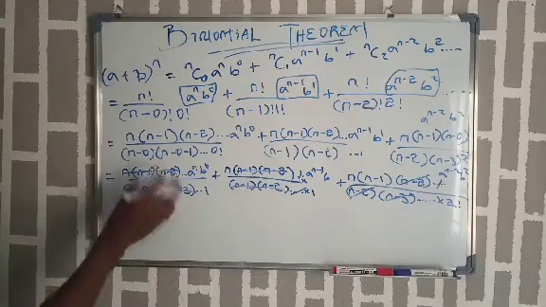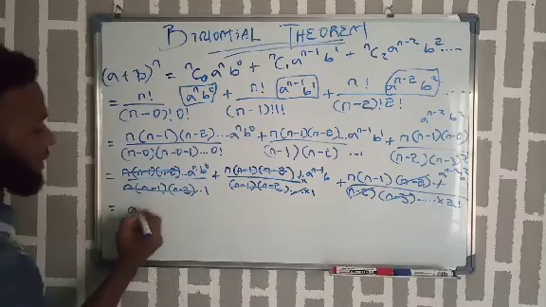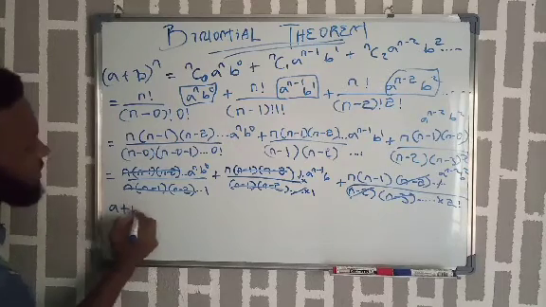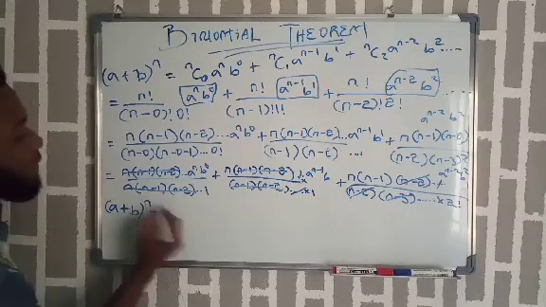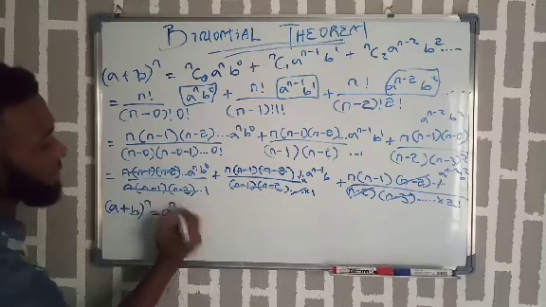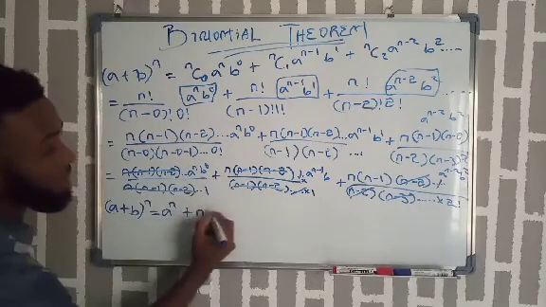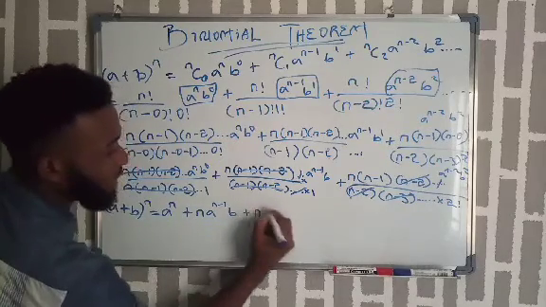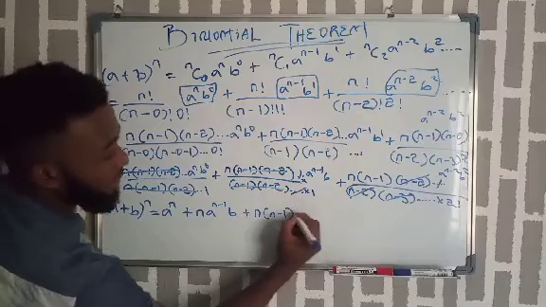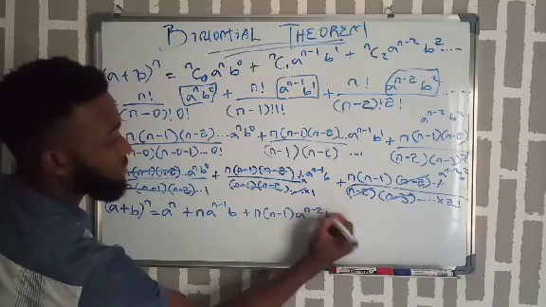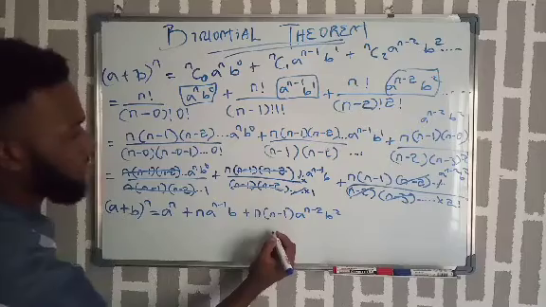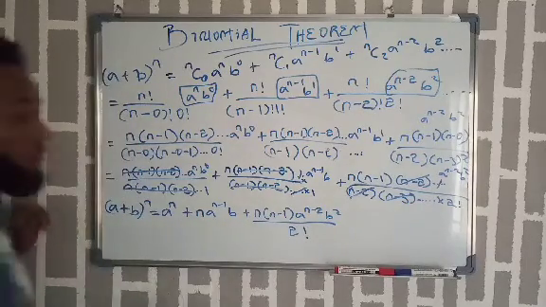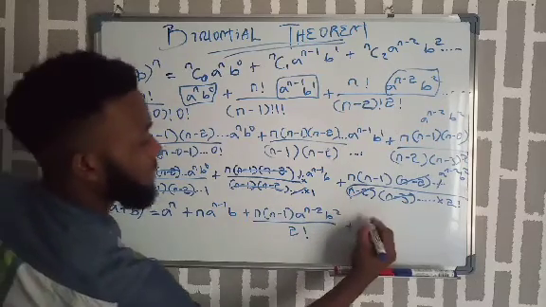While this is cancelled, let me write out what we have left. So a plus b raised to power n will now become, only this will be, a^n plus n a^(n-1) b plus n(n-1) a^(n-2) b squared over 2 factorial. If you were to write more, what would it be?